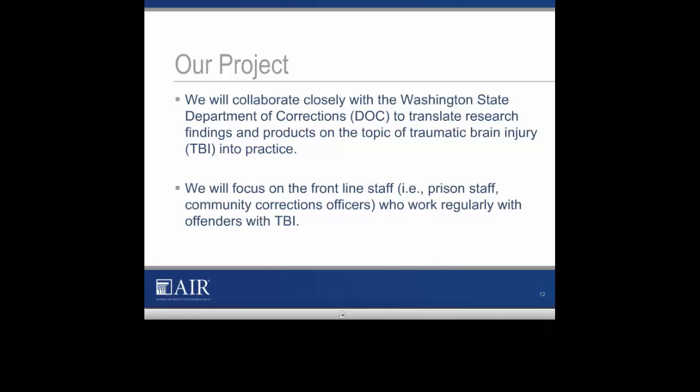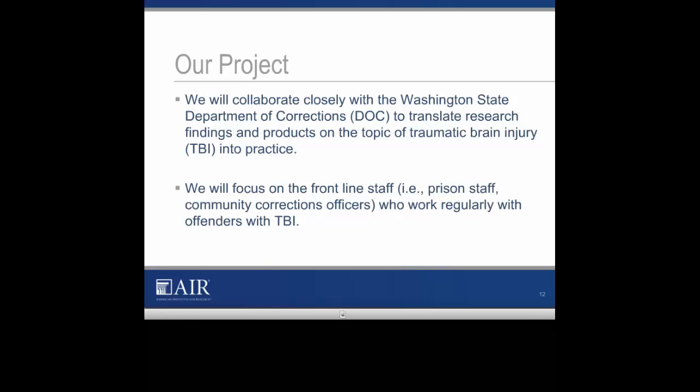So let's talk about our project. We have engaged in a collaboration with the Washington State Department of Corrections with the goal of translating research findings and products on TBI into practice. And this collaboration part is really critical to this project.